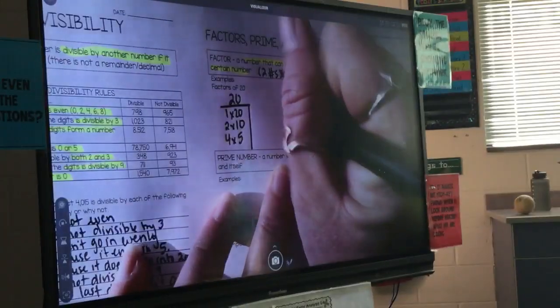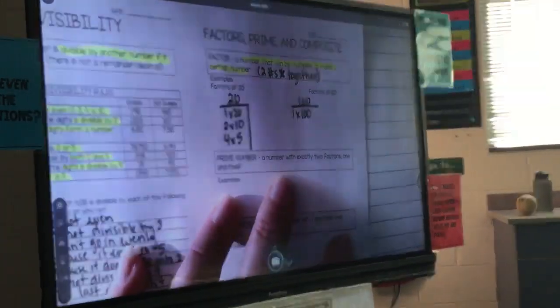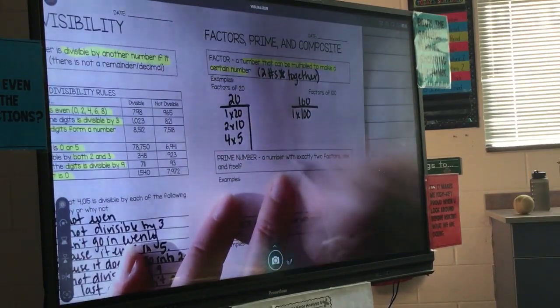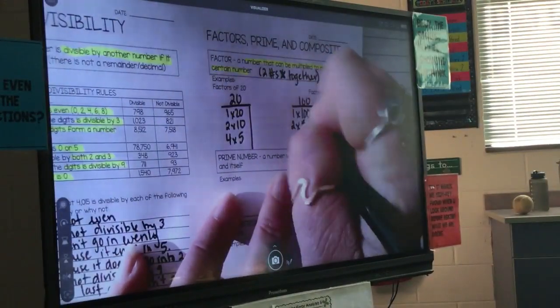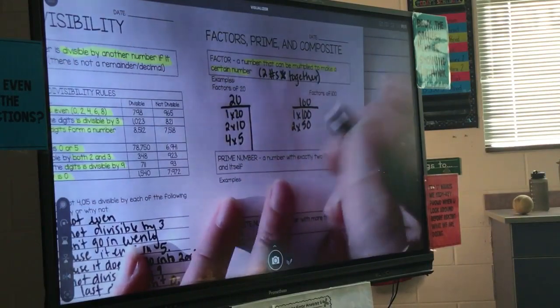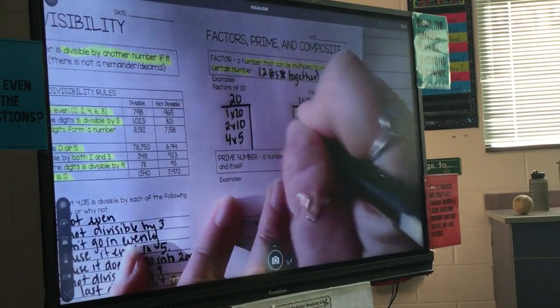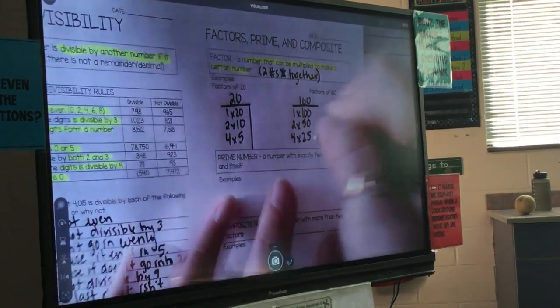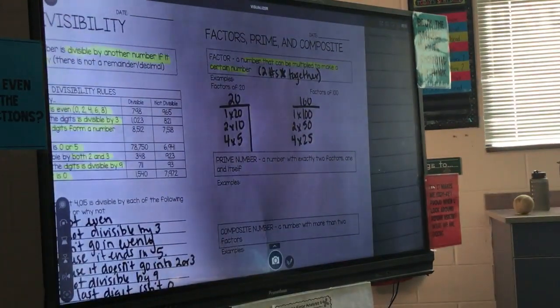1 times 100. What's the next one? Trey? 2 times 50. What's the next one? Samantha? 4 times 25. Why does 3 not work? Why does 3 not work here?